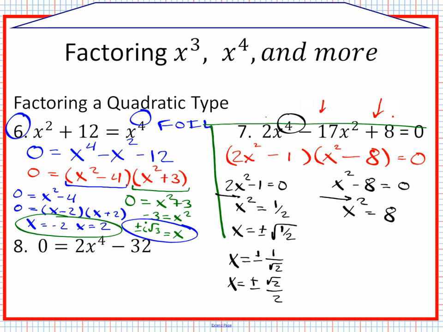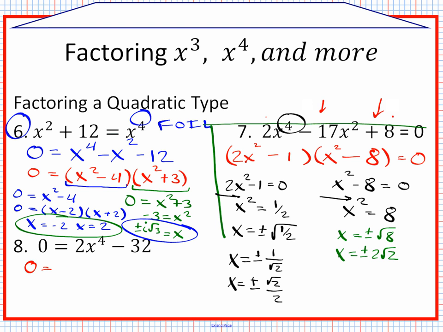Moving on to the other side, I've got x squared equals 8, which means x equals plus or minus the square root of 8, or x equals plus or minus 2 root 2. All right, 4 solutions in total. Now, number 8 is kind of 2 different forms. Go ahead and try and factor it. You should notice something staring you right in the face.